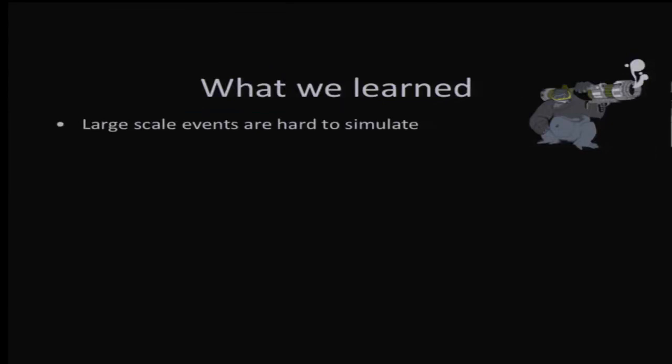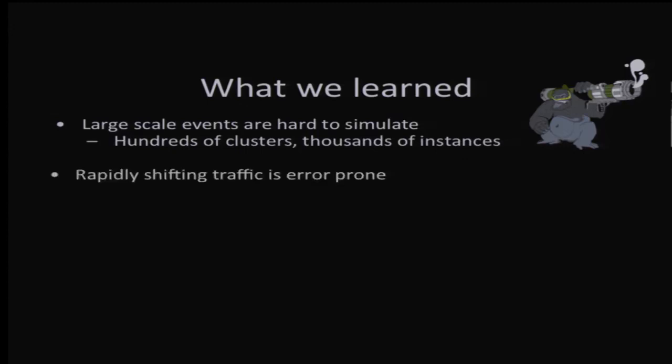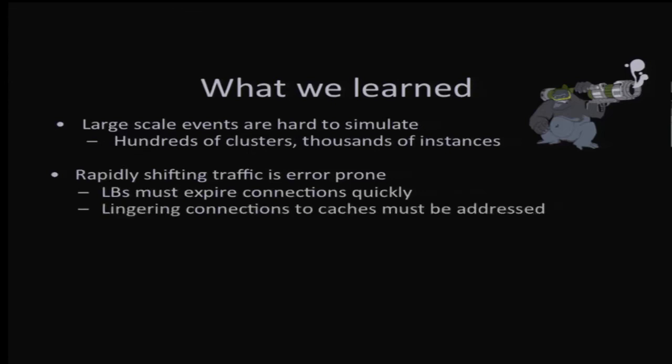A few things we learned from this. Large-scale events are really hard to simulate. Taking down hundreds of clusters and thousands of instances in a short period of time, without actually pulling the power on everything, is kind of challenging. Rapidly shifting traffic is also error-prone. We found that for our ELBs, the elastic load balancers, we needed to change DNS TTLs so that we could shift traffic more quickly. We had lingering connections between our applications and our caches, and that needed to be addressed. And not all of our clusters were pre-scaled, so when we started quickly moving traffic around, it took a little while for some of our systems to scale up quickly enough, and some of them were not using auto-scaling, so they needed to be manually scaled.